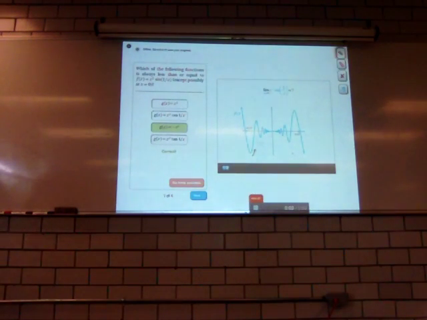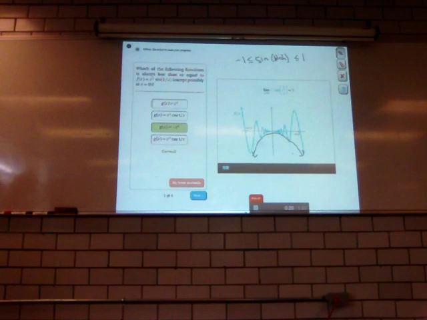We're looking for a function that's always less than or equal to our function f of x. How can we find it? Well, the first thing that helps is to notice that the sine of anything, let's call it blah, is always bigger than or equal to negative 1, less than or equal to 1.